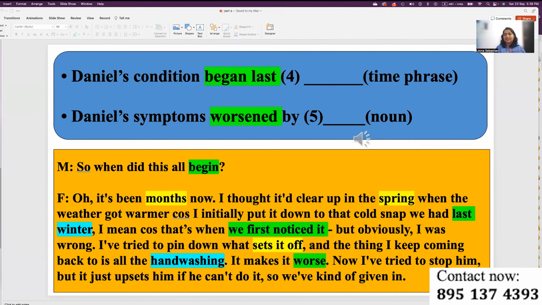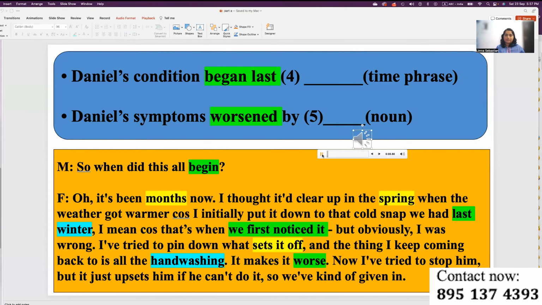Okay, like in reading we know we have lexical questions like that. Here the subject is hand washing, so it came here. It makes it worse. So our answer is hand washing. I will play the audio so you can listen.